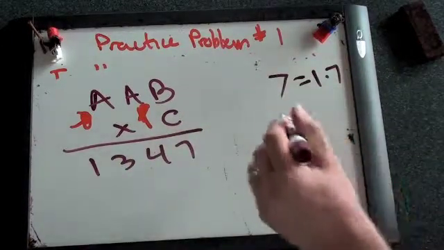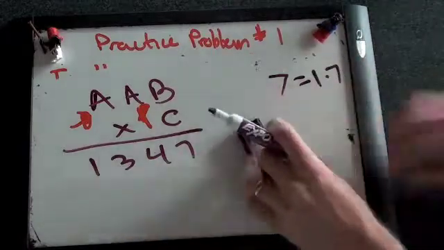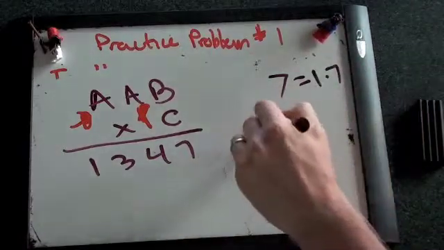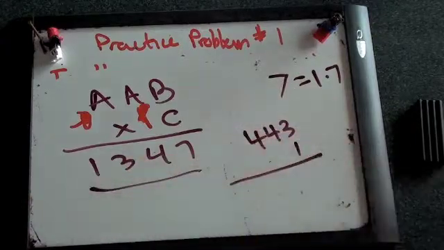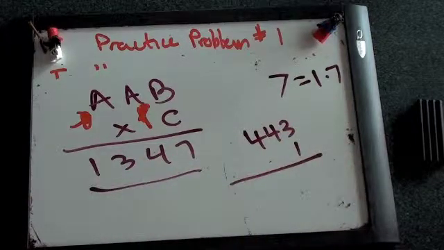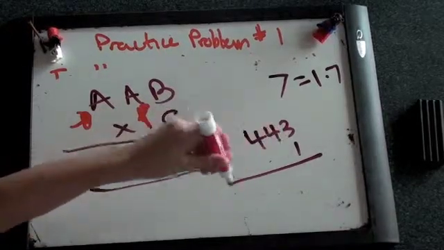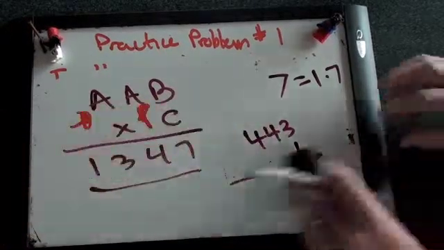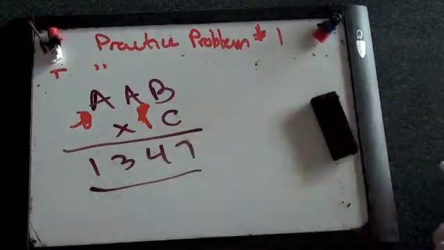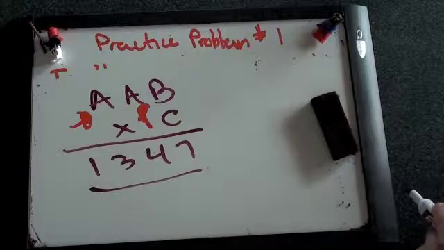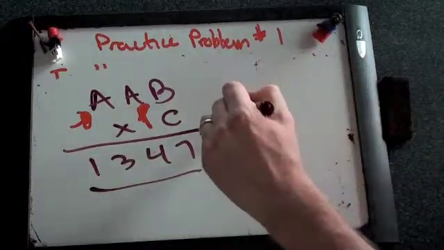Could we have a 3-digit number times 1 equal a 4-digit number? No. Why not? Because anything times 1 equals itself. Right. So that's interesting. So maybe C is equal to 7. Okay? So we better check, is 1,347 divisible by 7?